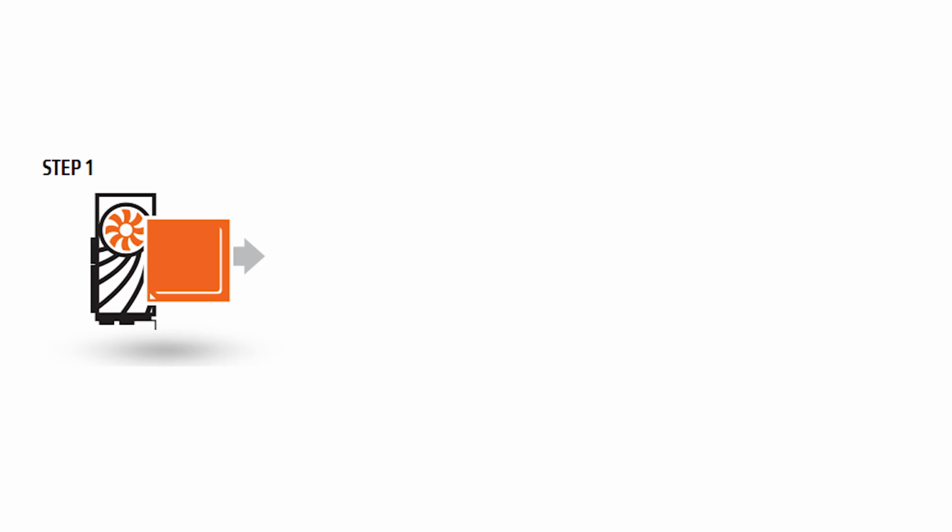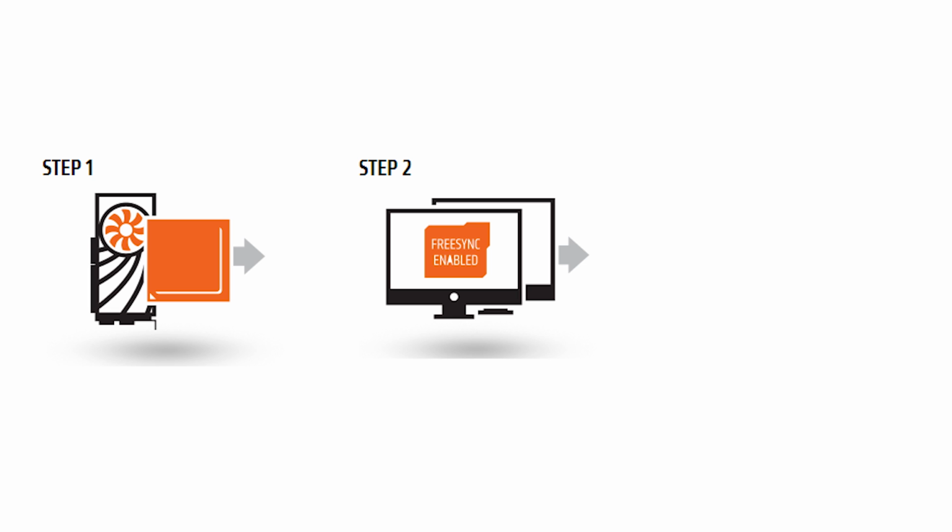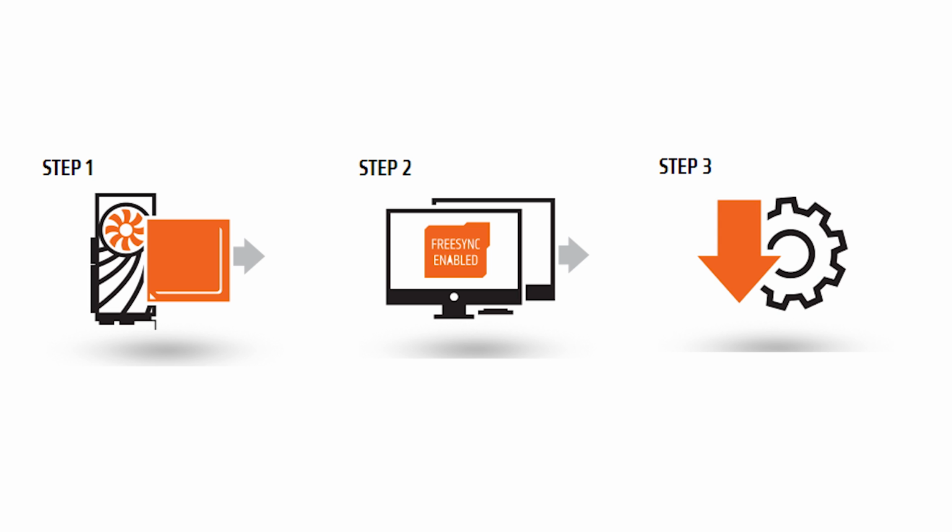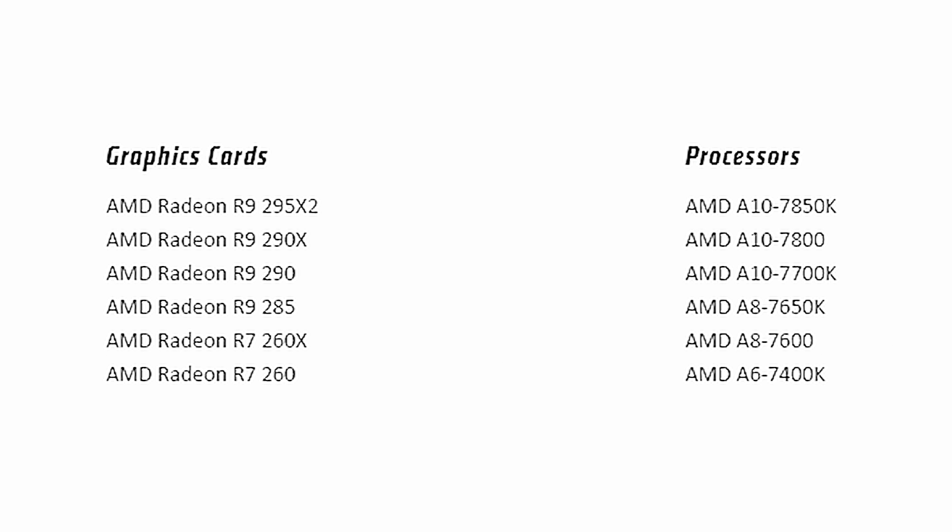For example, if your graphics card is outputting 70 FPS, your monitor will match that at 70 Hz. And if it goes to 40 FPS, your monitor will also match that at 40 Hz. So that is pretty cool. You will need a FreeSync-enabled AMD graphics card and a FreeSync-enabled monitor, then download the free FreeSync driver. The supported cards are the R7-260X, R7-260, R9-285, R9-290, R9-290X, and the R9-295X2.